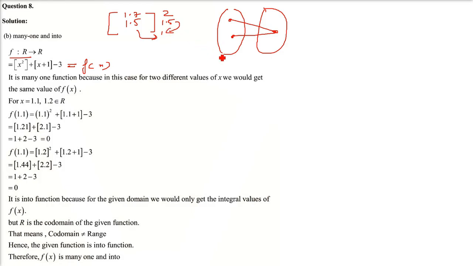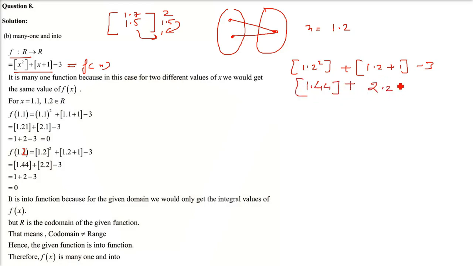But here is an expression. We are not just talking about x. We are talking about an expression, which is x square plus x plus 1 minus 3. So how do we prove it for an expression? Let us take x as 1.2 and 1.1. What do you get? 1.2 square, x we are taking as 1.2, plus 1 and then minus 3. 1.2 whole square is 1.44, and 1.2 plus 1 is 2.2, minus 3.